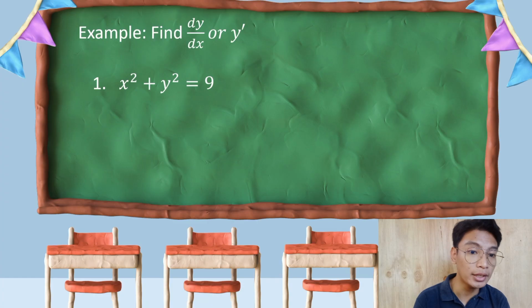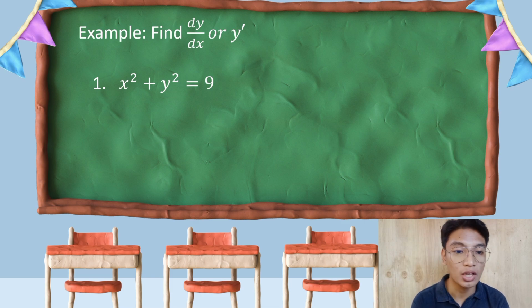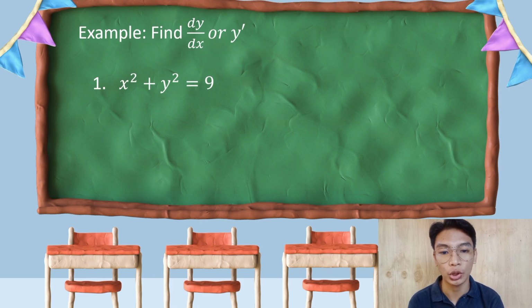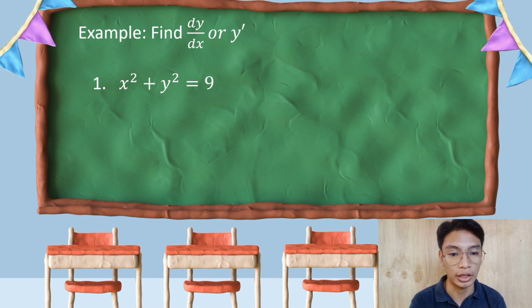So for this derivative, we have an example. Find the derivative of y with respect to x, or simply y prime. So example number 1, we have a function of x squared plus y squared is equal to 9. In this function, what we are going to do first is get the derivative of this function. And if we have the variable y in it, we are going to add y prime to this variable. So for this example, derivative of x squared is equal to 2x plus the derivative of y squared is equal to 2y.